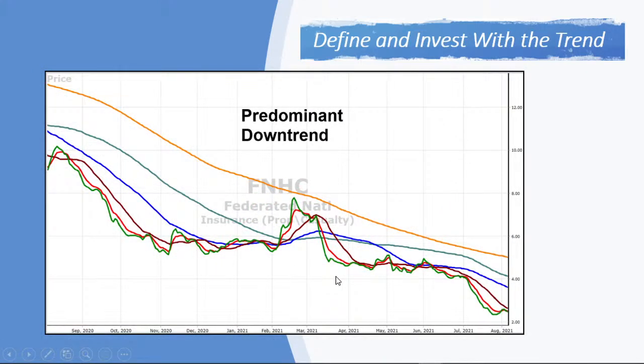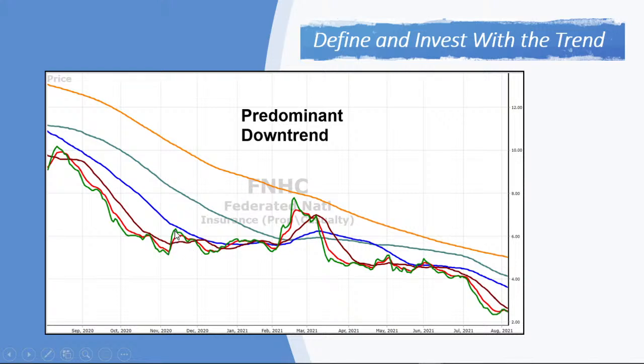Now, the opposite goes for shorting stocks. This is a good example too. I said that for the most part, we want to live above the 100-day and the 200-day moving average. Let's take a look at this. Doesn't matter the stock, it's FNHC. All 1, 2, 3, 4, 5 of the other moving averages are below the 200-day moving average, right? So that means that price is below the 200-day moving average.